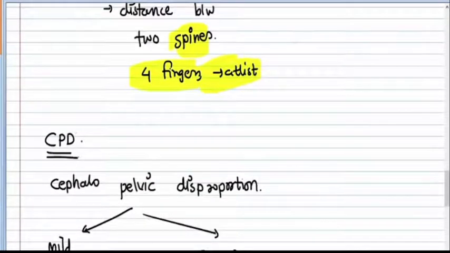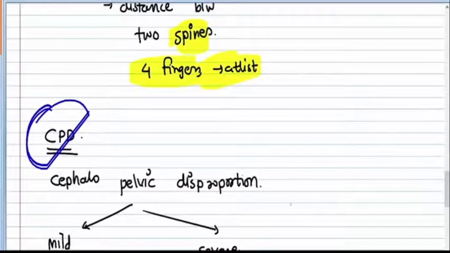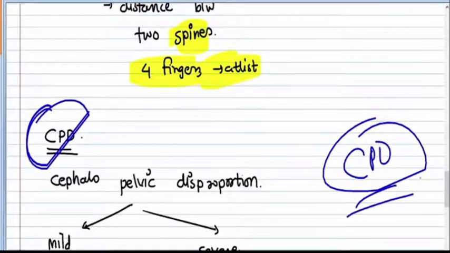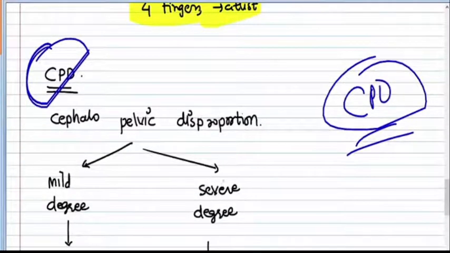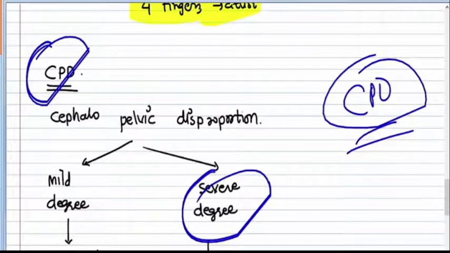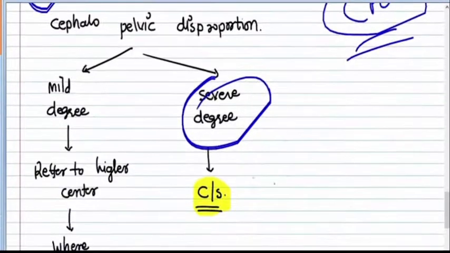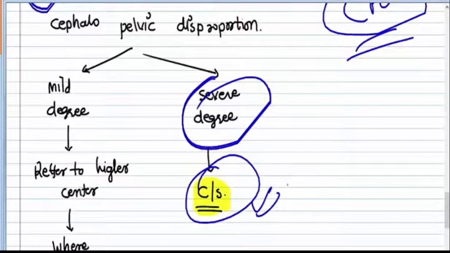Now, to assess the pelvis for what? Cephalopelvic disproportion, that is CPD. Now the CPD can be either mild degree or severe degree. If you find that the CPD is a severe degree one, then you should go for cesarean section directly. You should not attempt to go for vaginal delivery. If you find that there is only mild degree of CPD, then you should refer this patient to the higher center, or the delivery should happen at a higher center.